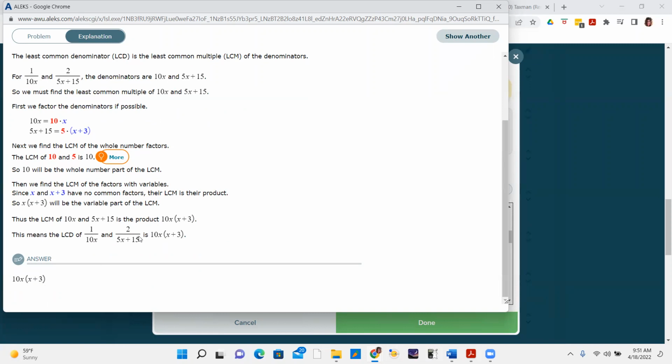All right, so we look at the numbers first, and then any variables and any linear factors, et cetera, et cetera. So again, the least common denominator is the least common multiple.